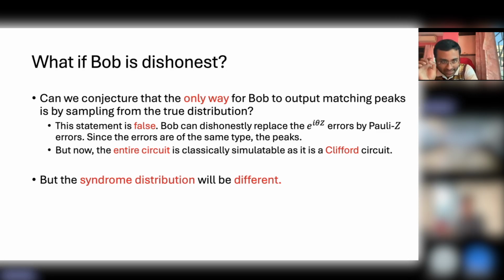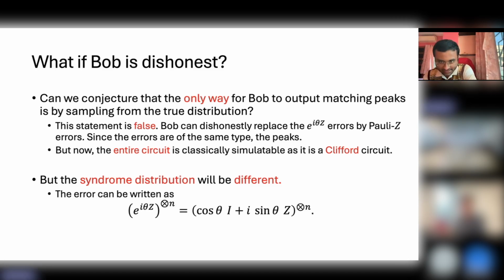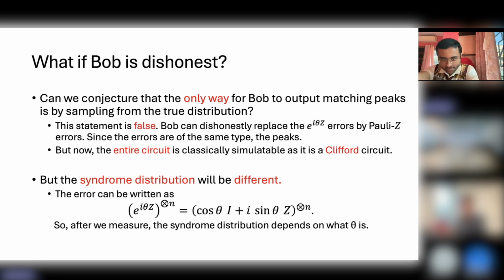But there's a way to catch this spoofer. The point is that the syndrome distribution will be different. The error can be written as a linear combination of I and Z with these theta weights. So after we measure, the syndrome distribution would depend on what theta is. So some benchmark that we define on the syndrome distribution will suffice to catch these types of spoofers.